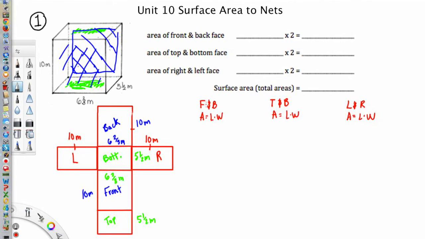Okay, now let's find the area. Well, my front and back, my front is the dimensions of that.